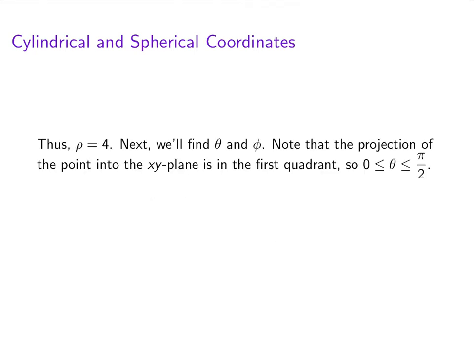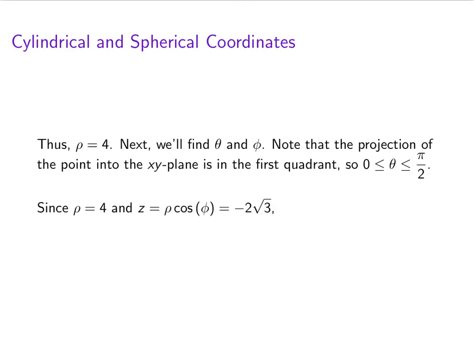All right, next thing to do is to find theta and phi. Now note that the projection of this point into the xy plane is in the first quadrant because the x and y that we were given were positive. So we know that theta is going to be between 0 and pi over 2. Just keep that in mind.